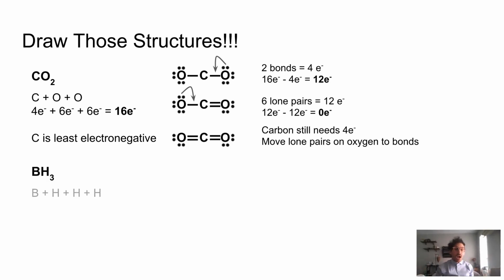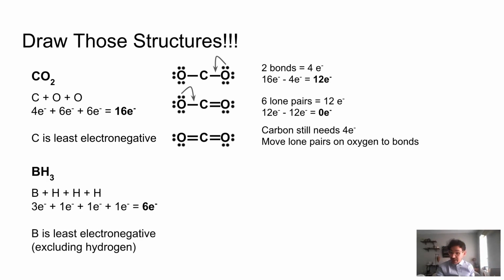Let's do it together. So boron, hydrogen, hydrogen, hydrogen. Boron's got 3 valence electrons. Each hydrogen has 1 valence electron. Gives us 6 total. Boron's the least electronegative. Maybe it's less electronegative than hydrogen. I'd actually have to look at a table right now. I'm not going to do that. But hydrogen never goes in the middle. So boron's going to go into the middle of our structure. And we need to attach each one of our hydrogens with 1 bond. Well, that's going to be 3 bonds and 6 electrons.